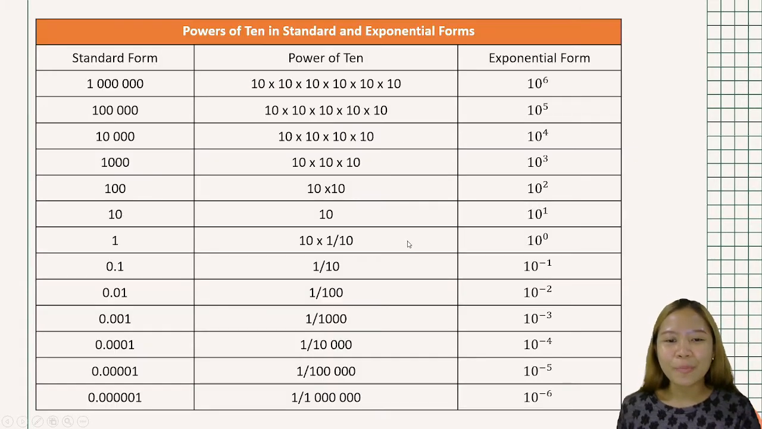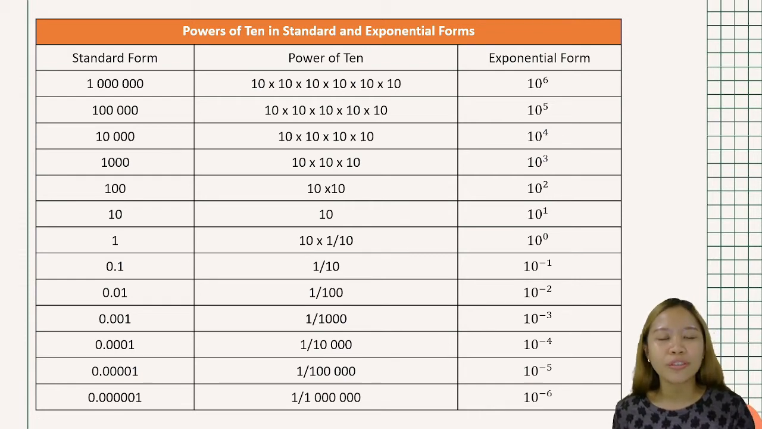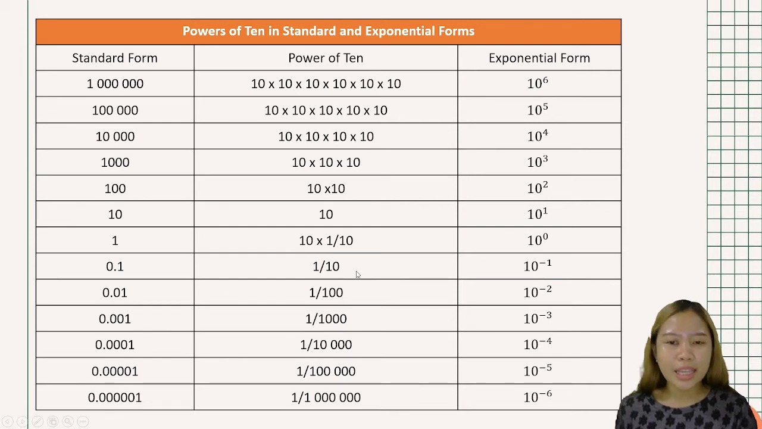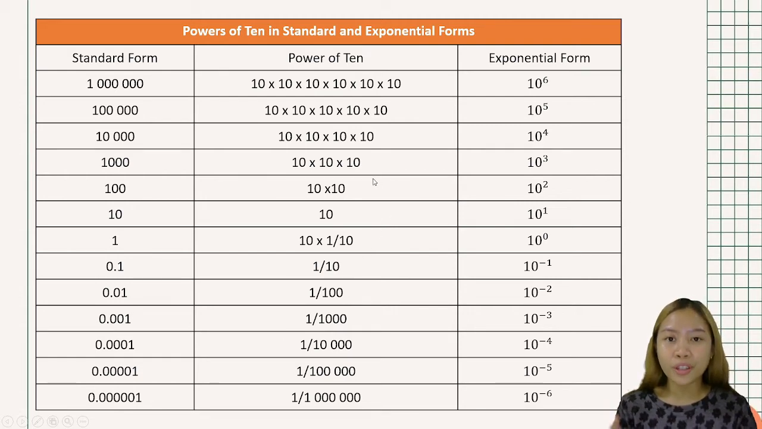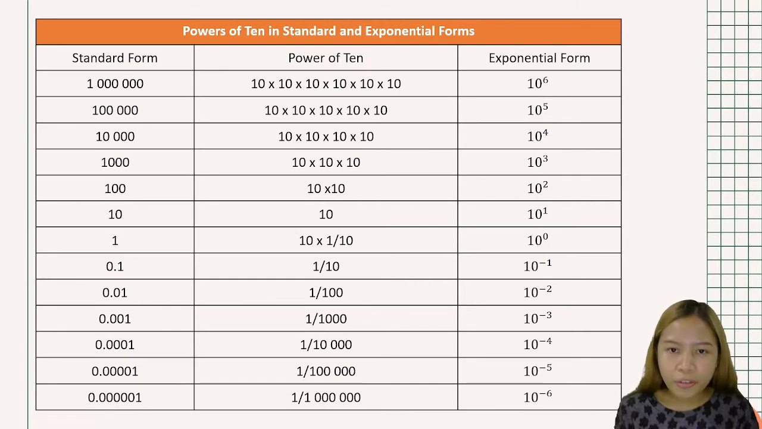Right? Okay. Now, let us go here to the power of 10 in standard and exponential forms. So we have here at the center the powers of ten. Now going to the exponential form, let us go first to the large values. So we have here, for example, 10 times 10 times 10. So in exponential form, the number of times you multiply 10 is the exponent. So, if you multiply 10 five times, its exponent is 5.